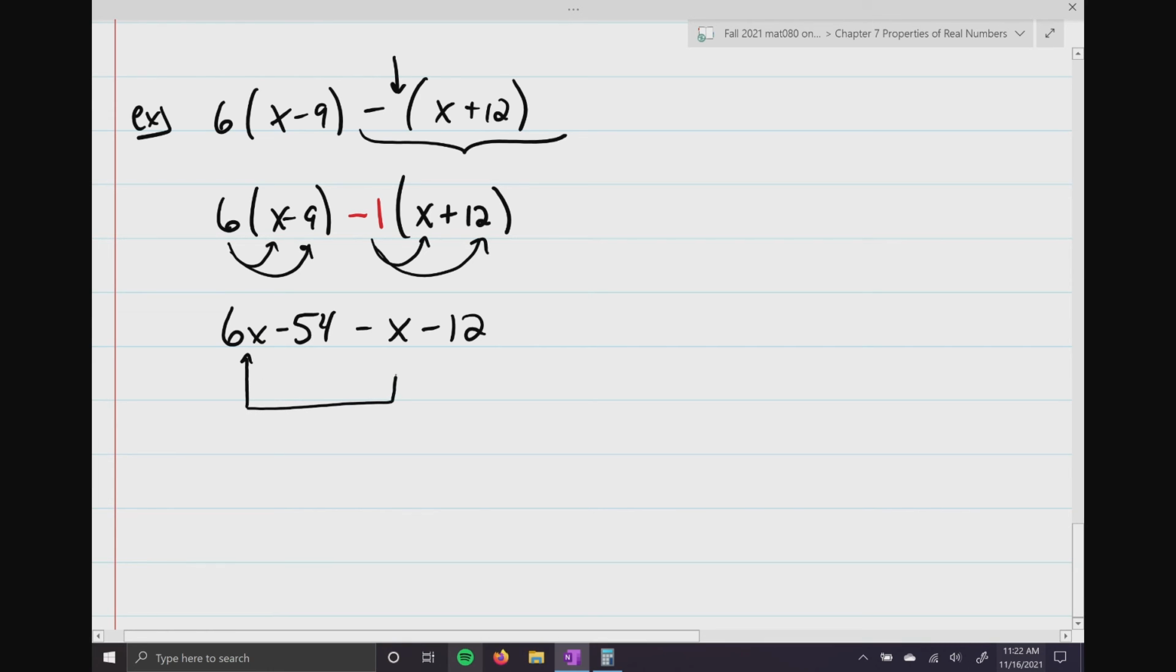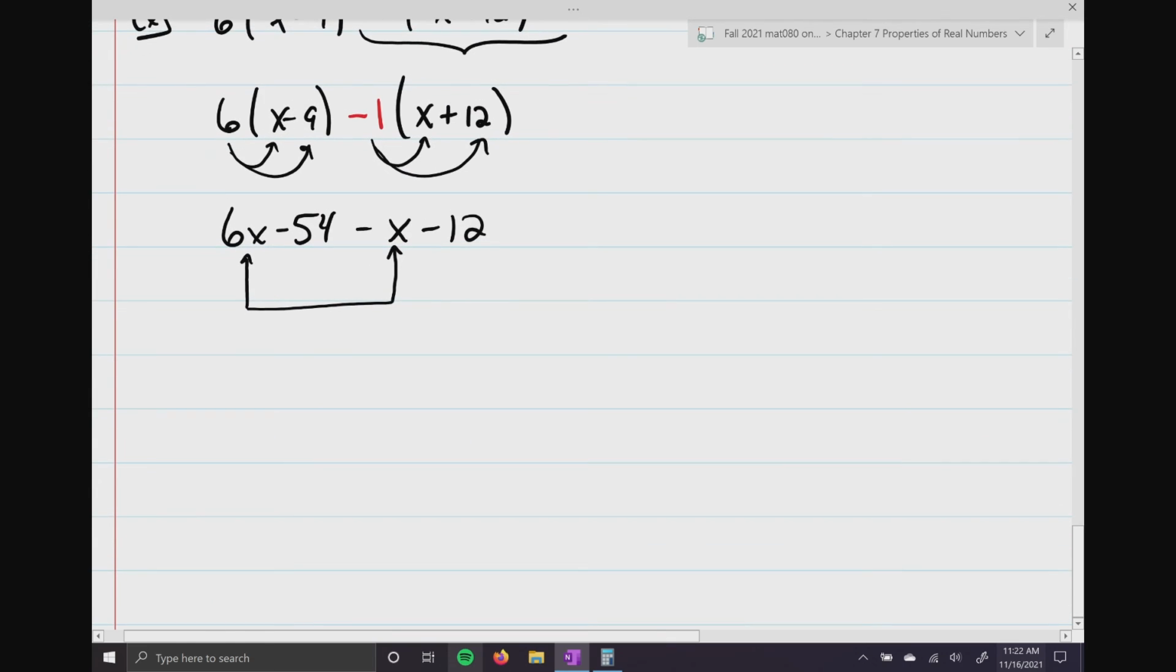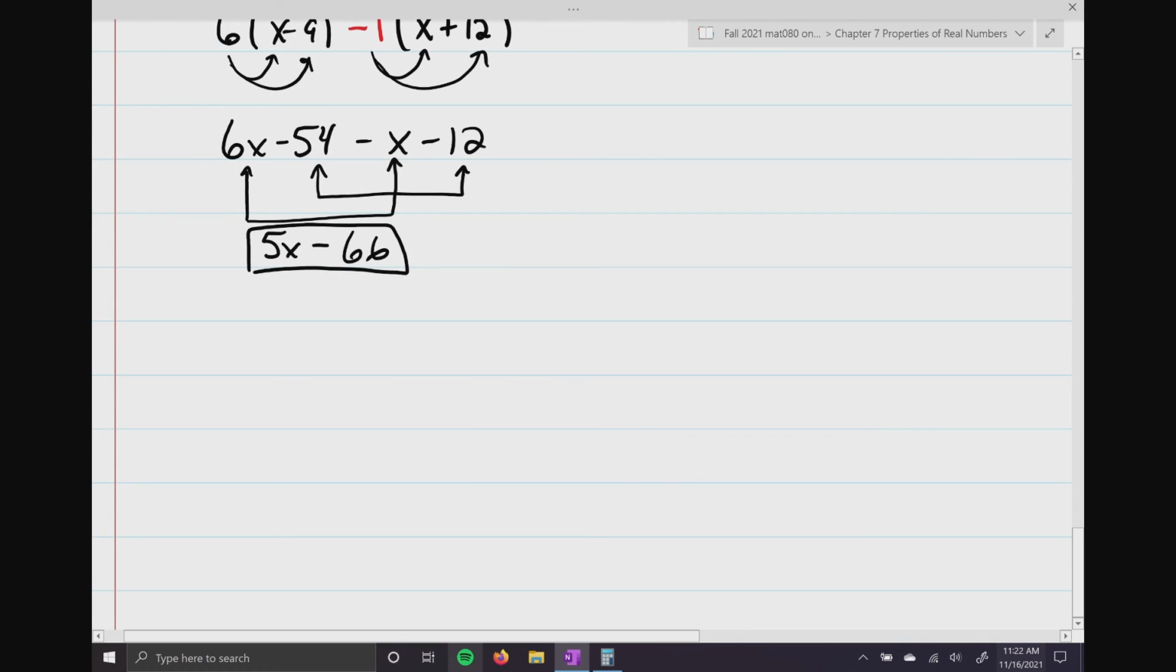So I could definitely group the 6x minus x together. 6 minus 1 is 5x. And then I can also group the negative 54 minus 12. Since the signs are the same, we're going to combine the numbers and keep the sign. So 54 and 12 is going to be negative 66. So our final result is going to be 5x minus 66. Okay? Let's do one more example like this, and then we'll call it a day.